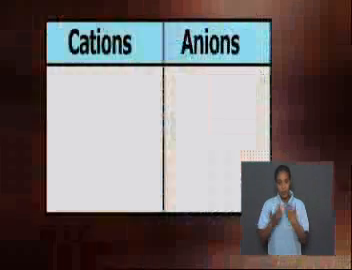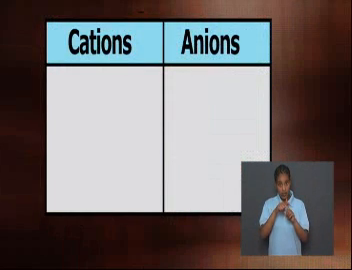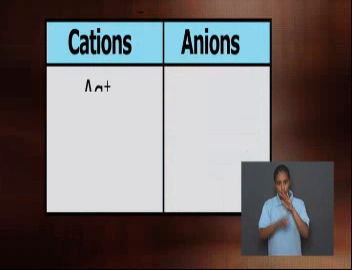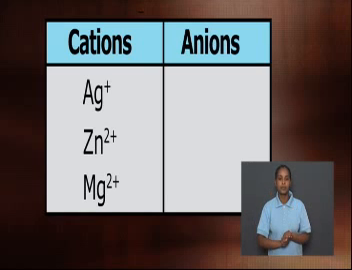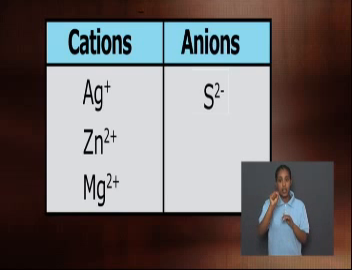Welcome back, students. The cations from highest reactivity to lowest are silver, zinc, and magnesium ion. The anions from highest reactivity to lowest are sulfide, chloride, and fluoride. In this lesson, we briefly reviewed the function of electrolysis as a method of conducting electricity. We also discussed the nature of ions and how this affects the electrolysis of aqueous solutions.